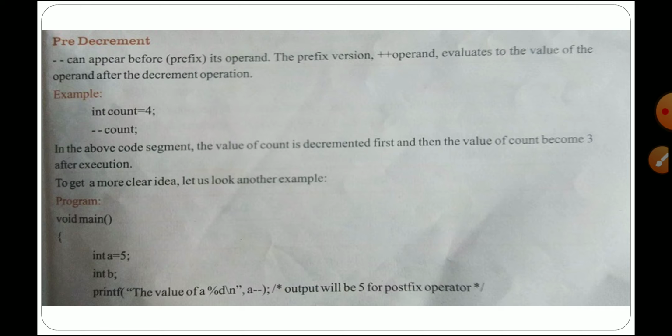Next, pre decrement: we use the operator minus minus, with the operand count. Minus minus count, 4 minus 1, means the result is 3. So with this minus minus, one value is reduced before the execution, and after the execution the result will be 3. This is the example of post decrement and pre decrement.